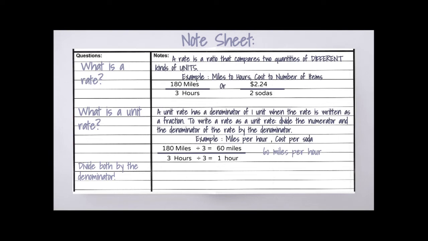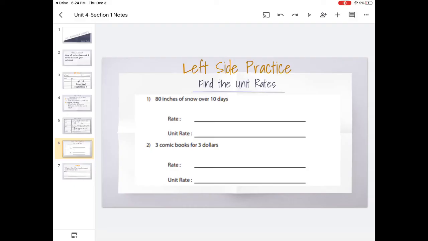Now let's do our soda cost. If I spent $2.24 on 2 sodas, my denominator is 2, so I'm dividing by 2. I'm going to go ahead and take 2 divided by 2 equals 1. 2.24 divided by 2 equals $1.12. That means I spent $1.12 per soda.